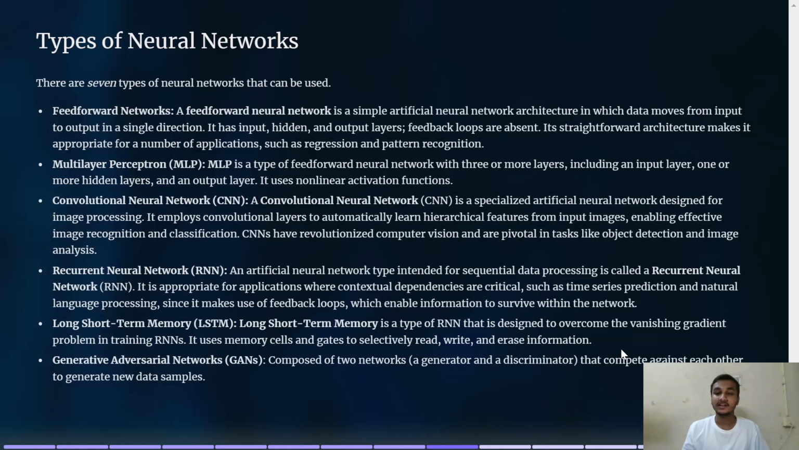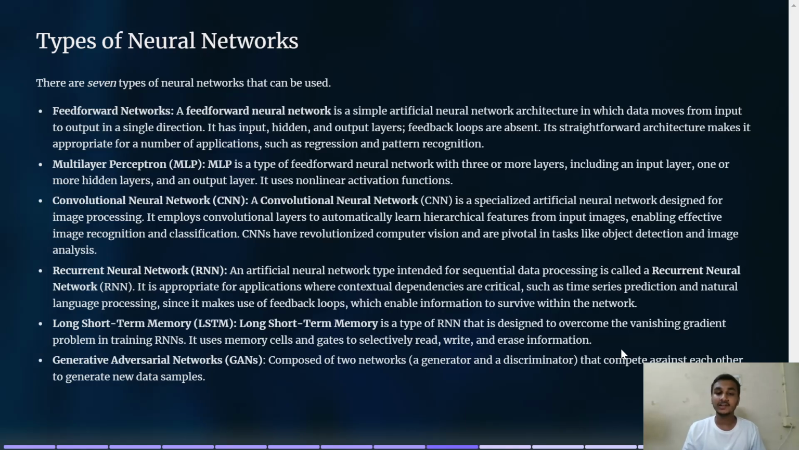It has an input layer, hidden layer, and output layer. Its straightforward architecture makes it appropriate for a number of applications such as regression and pattern recognition. Then comes the multi-layer perceptron. MLP is a type of feed-forward neural network with three or more layers, including an input layer, one or more hidden layers, and an output layer. It uses nonlinear activation functions. Then comes convolutional neural networks. It is a specialized artificial neural network designed for image processing.